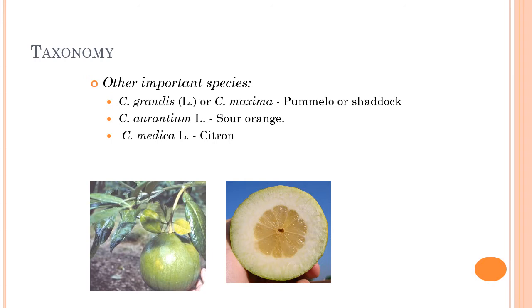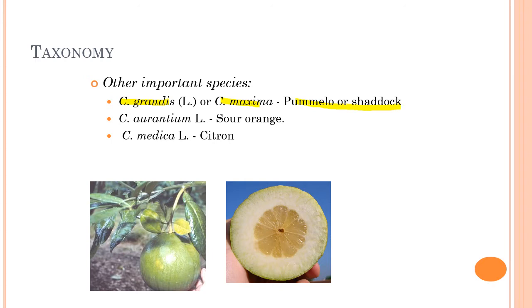Other important citrus species. Besides these species, of course, there is other important citrus, and one of them is called pomelo. Even in Arabic it's called pomelo also, and the scientific name for it is Citrus grandis or Citrus maxima. And this is a very big fruit, the pomelo, the biggest one.